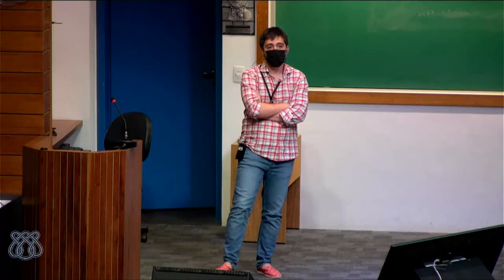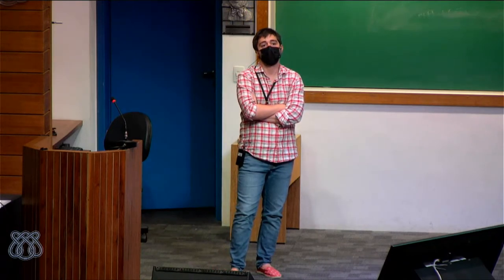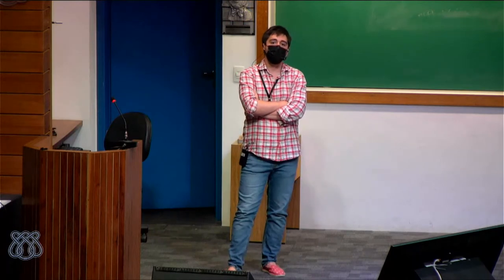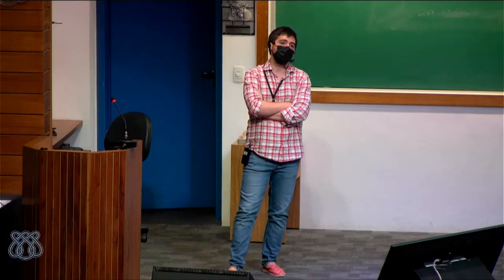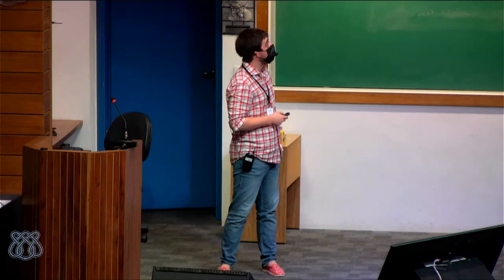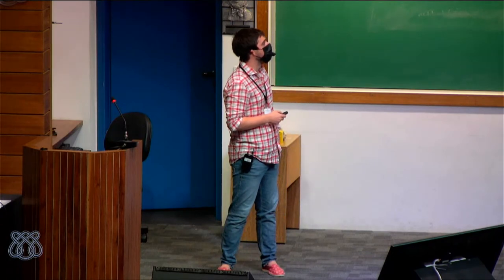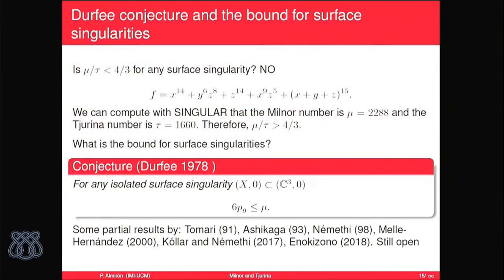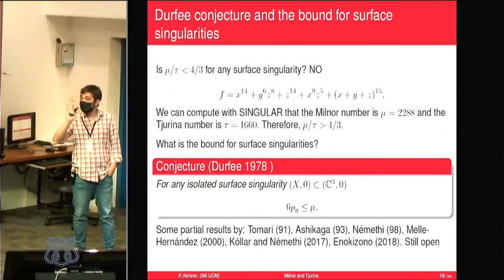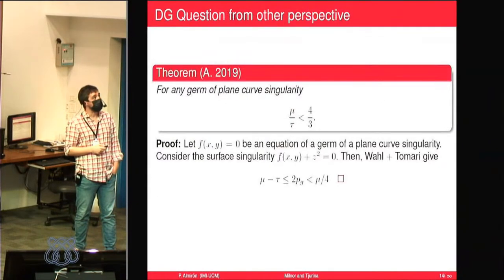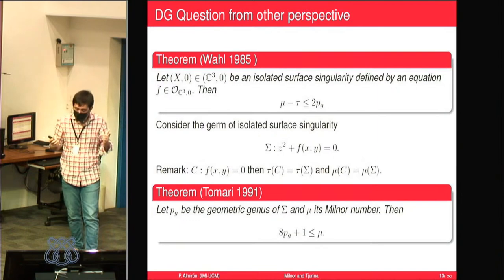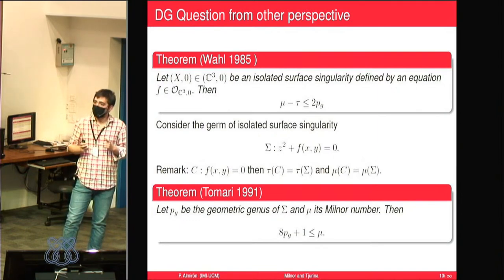You gave a geometrical interpretation for the 4/3, but maybe I missed it. But do you have a geometrical interpretation for the 3/2? Yes, because it's Durfee conjecture. In both cases, it's Durfee conjecture. And the 4/3 case is very special, because in the surface case, in some cases you can improve this 6, but not very much. So the only case in surface singularities where you can put something smaller is this case. And in this case, you have the 8. So essentially, in both cases, the geometric reason that this bound is going to be 3/2 is Durfee conjecture.